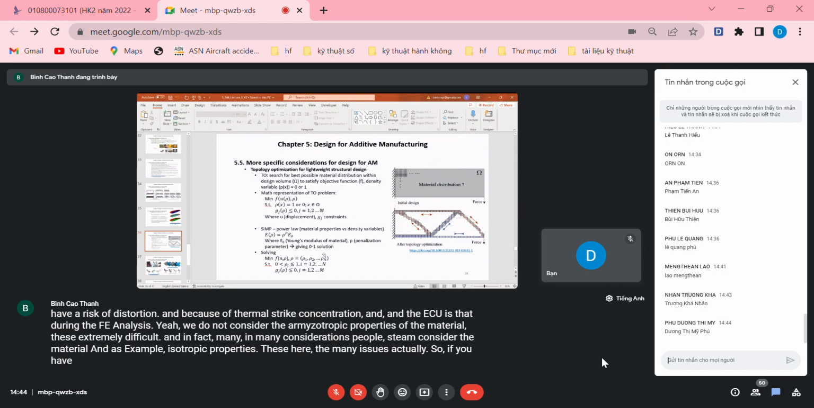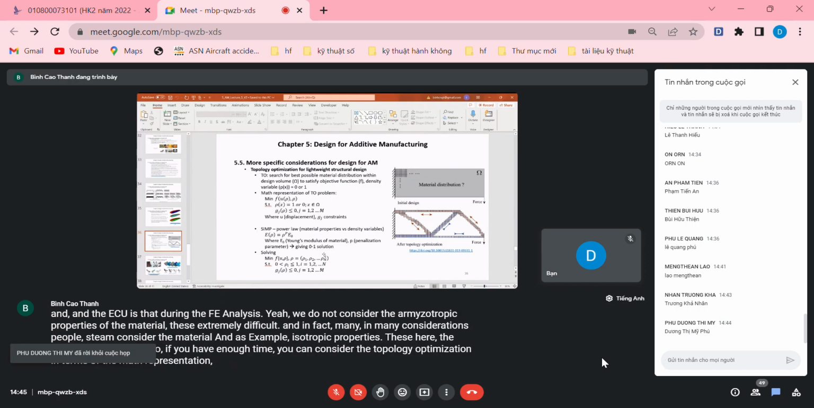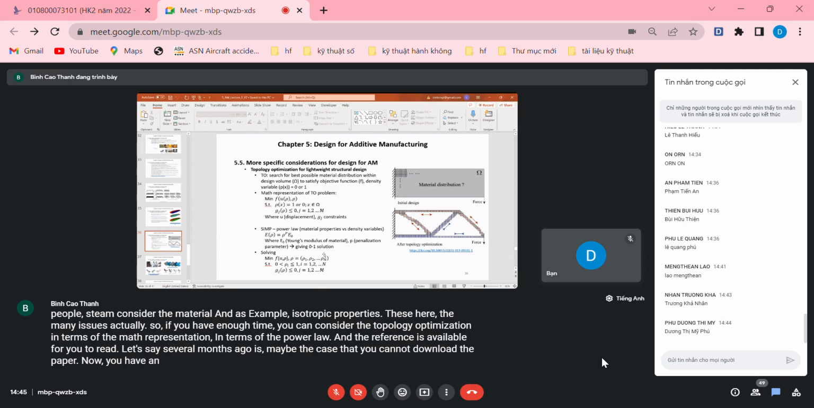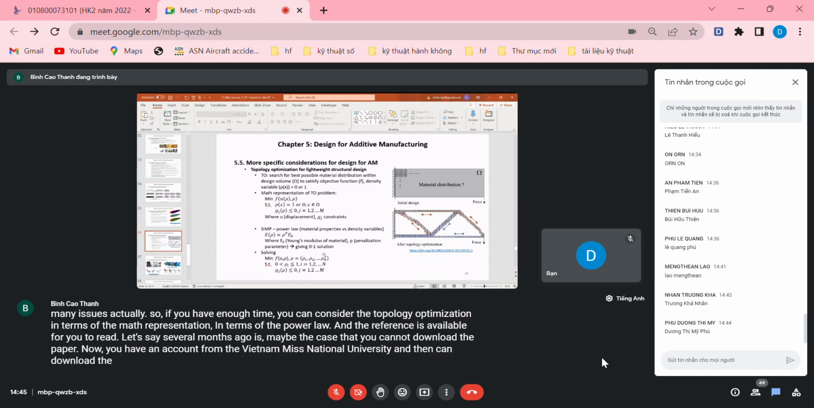So if you have enough time, you can consider the topology optimization in terms of the math representation, in terms of the power law, and the reference is available for you to read. Let's say several months ago, it might be the case that you could not download the paper, but now you have an account from the Vietnam National University, and then you can download the paper. Not all, but many papers can be downloaded.